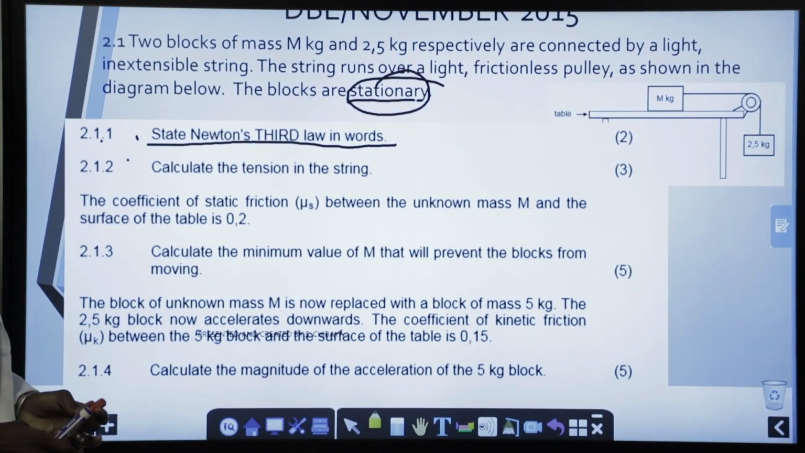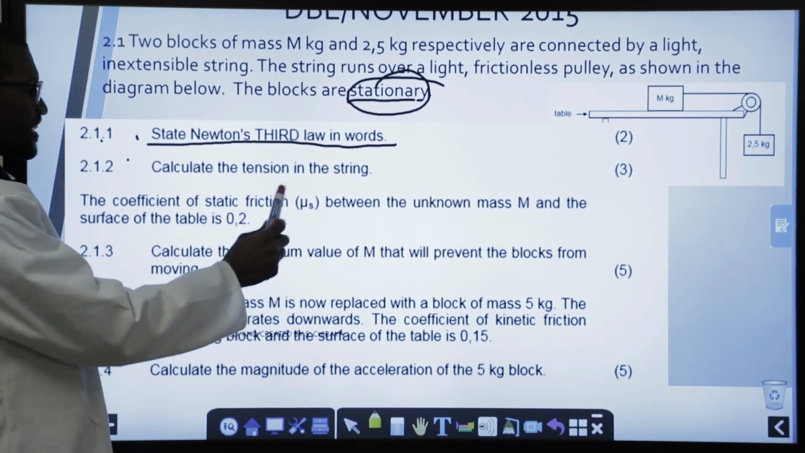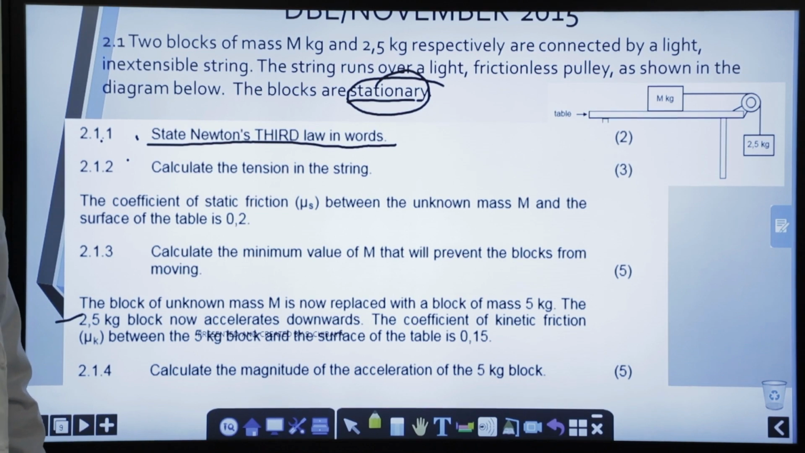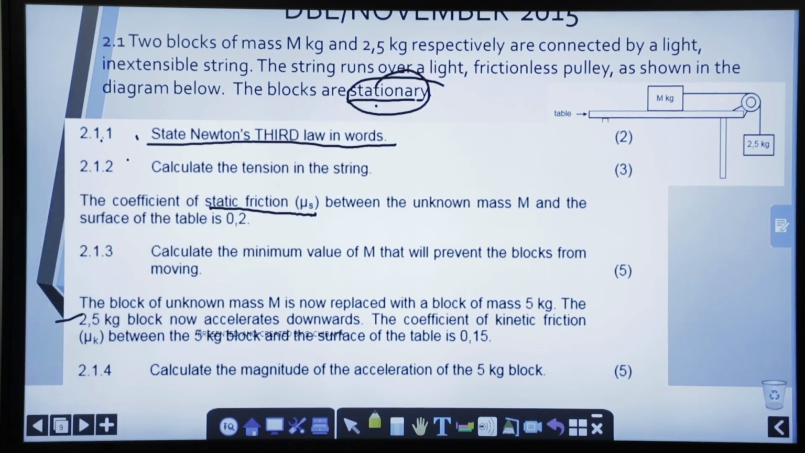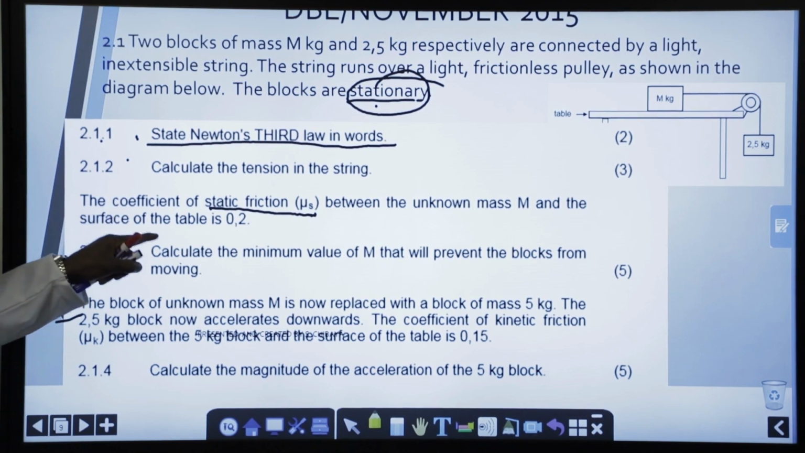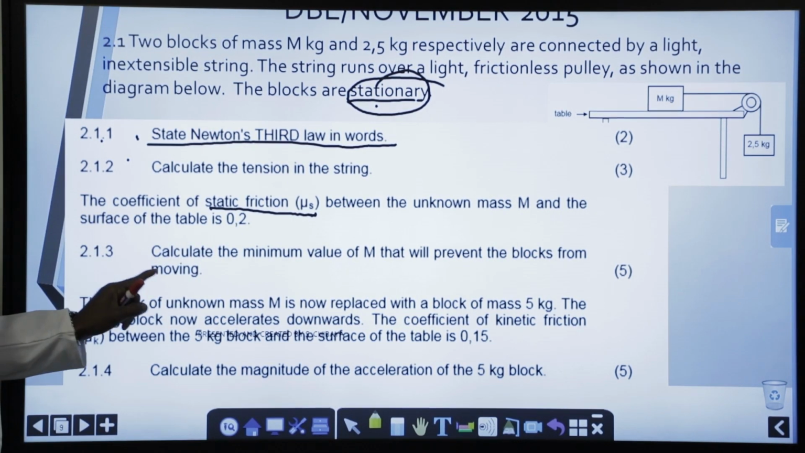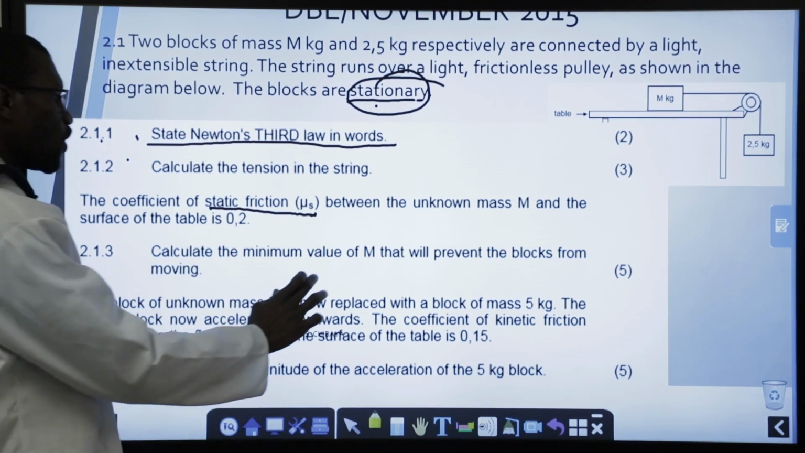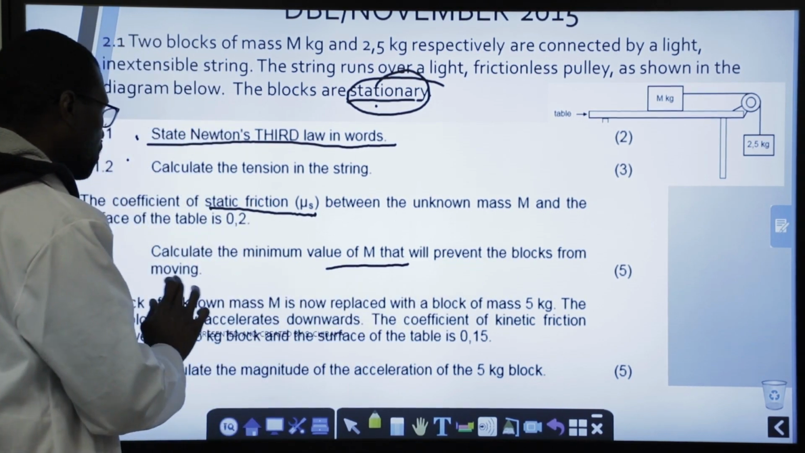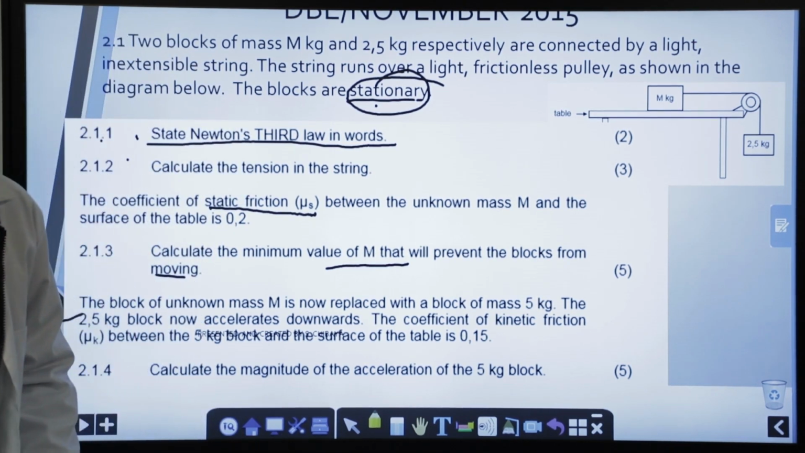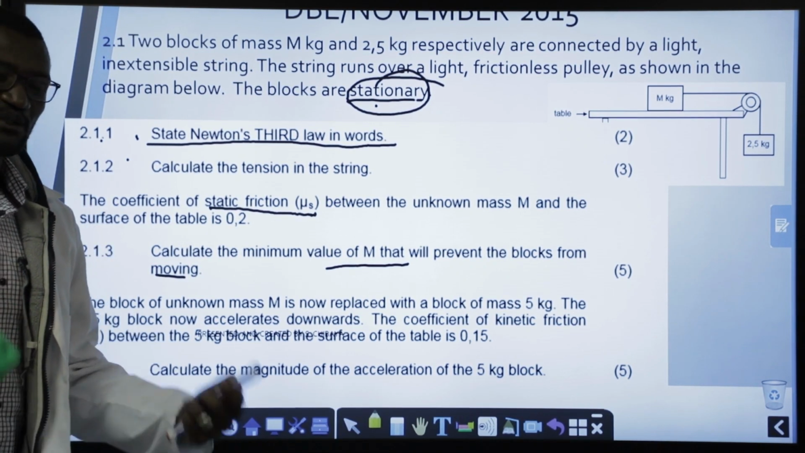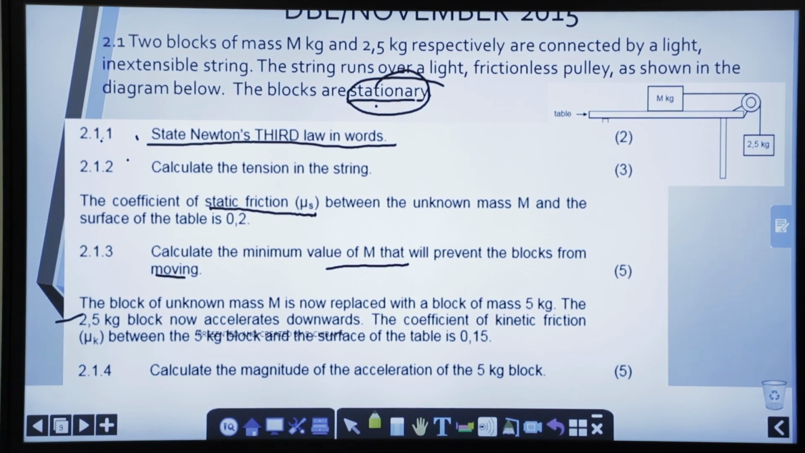2.3 then says, the coefficient of static friction, mu s, we have met before coefficient of kinetic friction, right? This now is the coefficient of static friction. Why static? Because the system is stationary. Between the unknown mass m and the surface of the table is 0.2. The question says calculate the minimum value of m that will prevent the block from moving. Why do we talk about minimum value? Because if the value is higher than the minimum value, there won't be any movement.